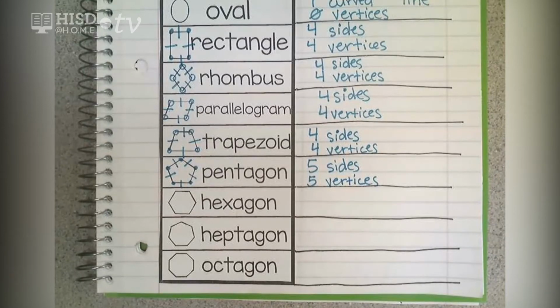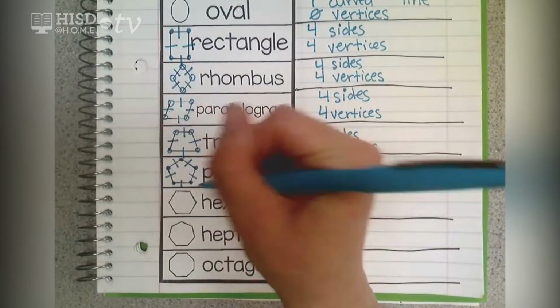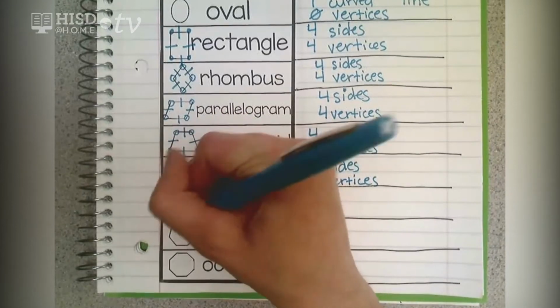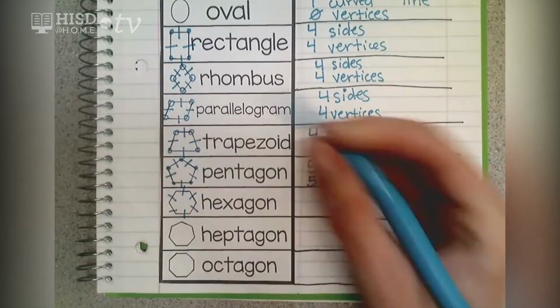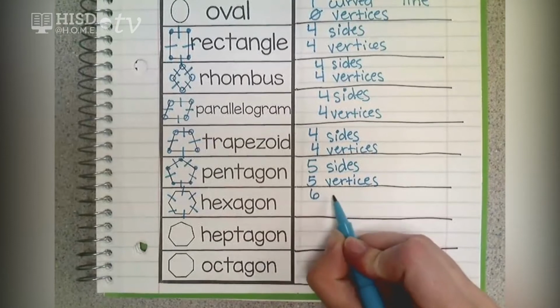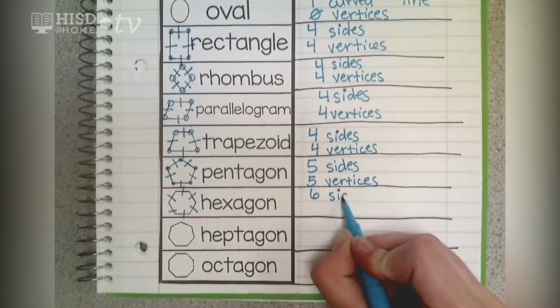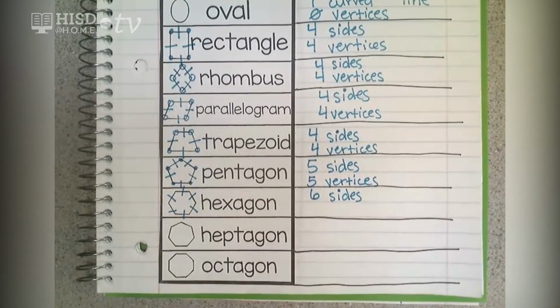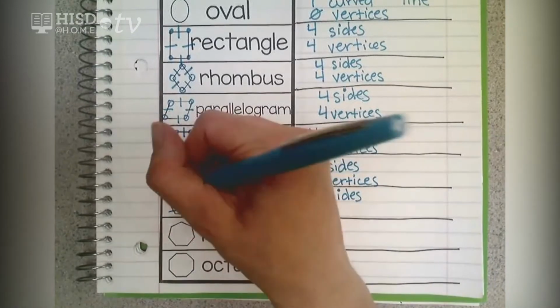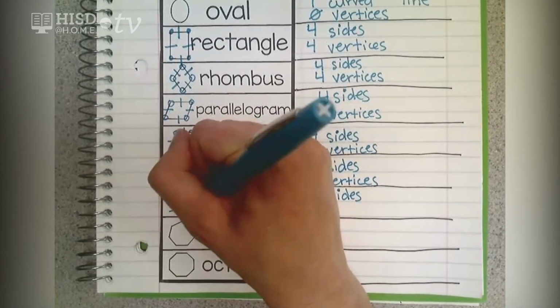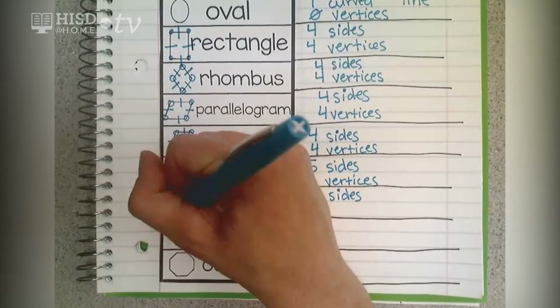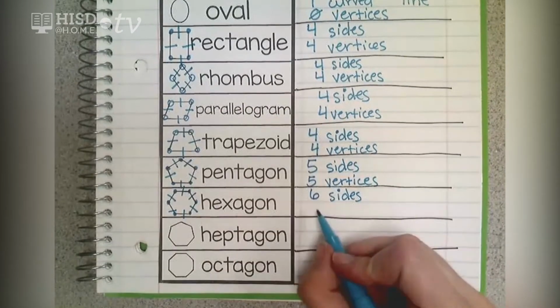A hexagon. 1, 2, 3, 4, 5, 6 sides. And 1, 2, 3, 4, 5, 6 vertices.